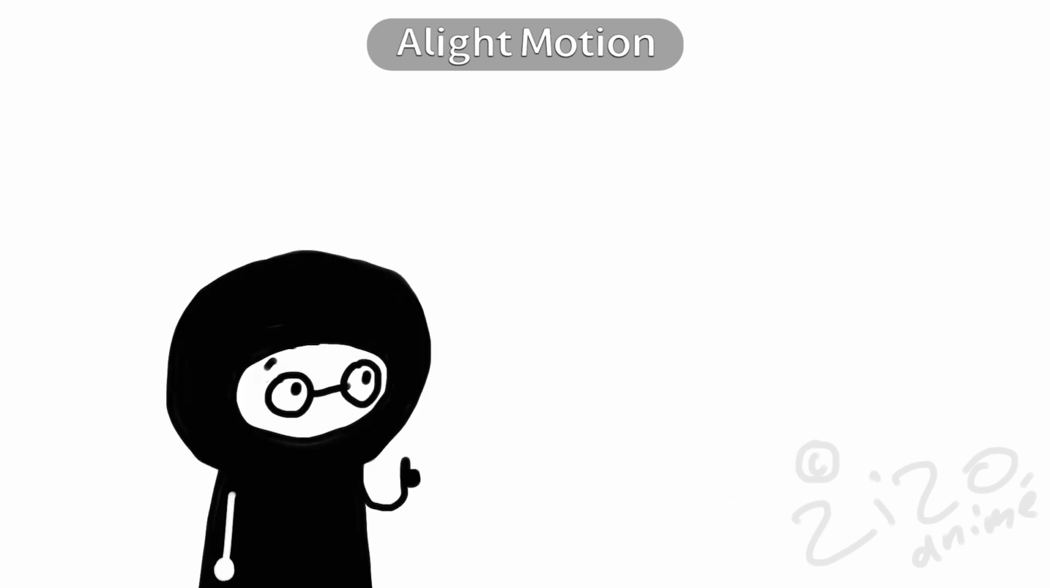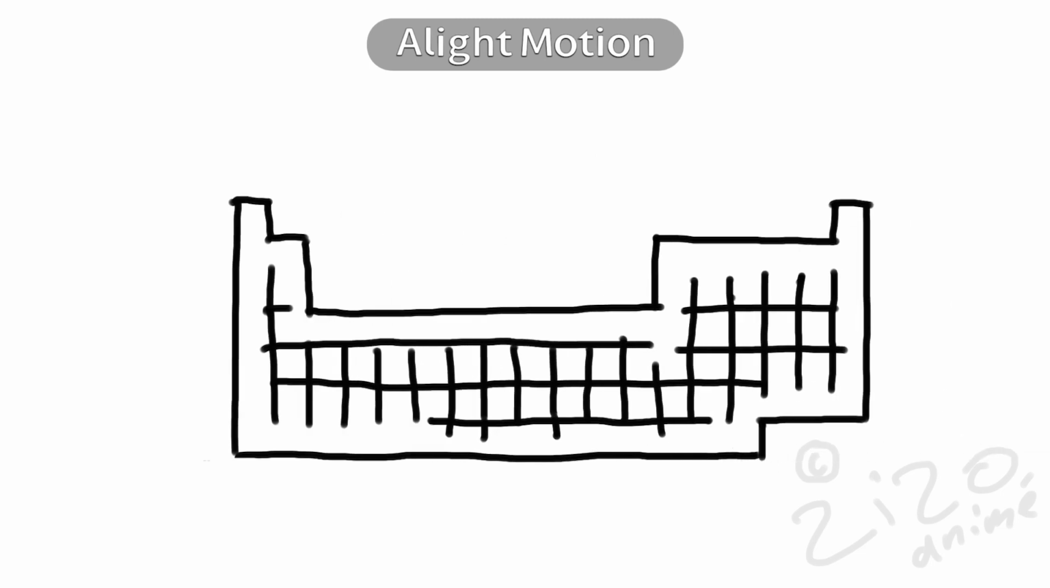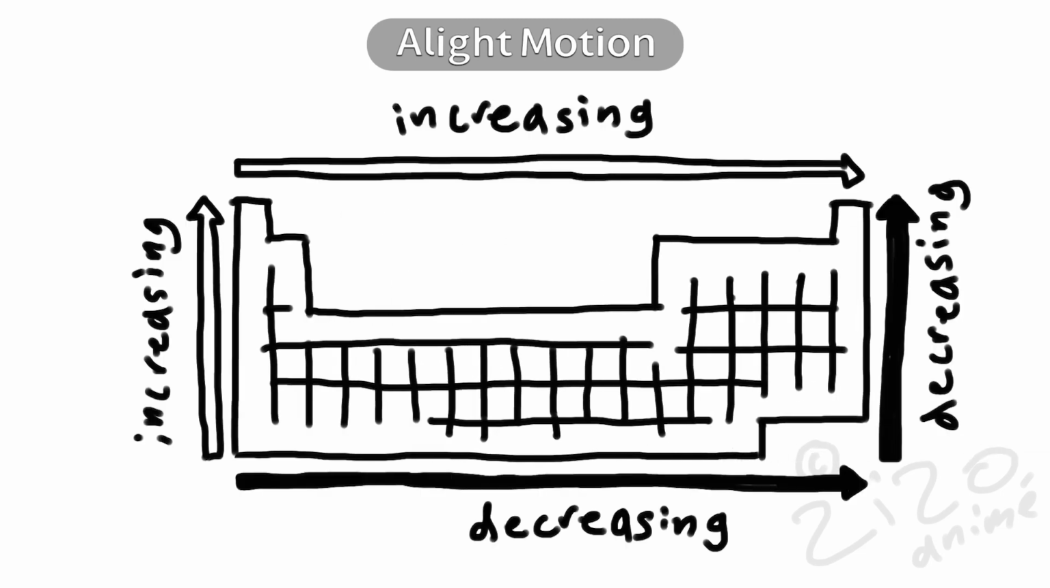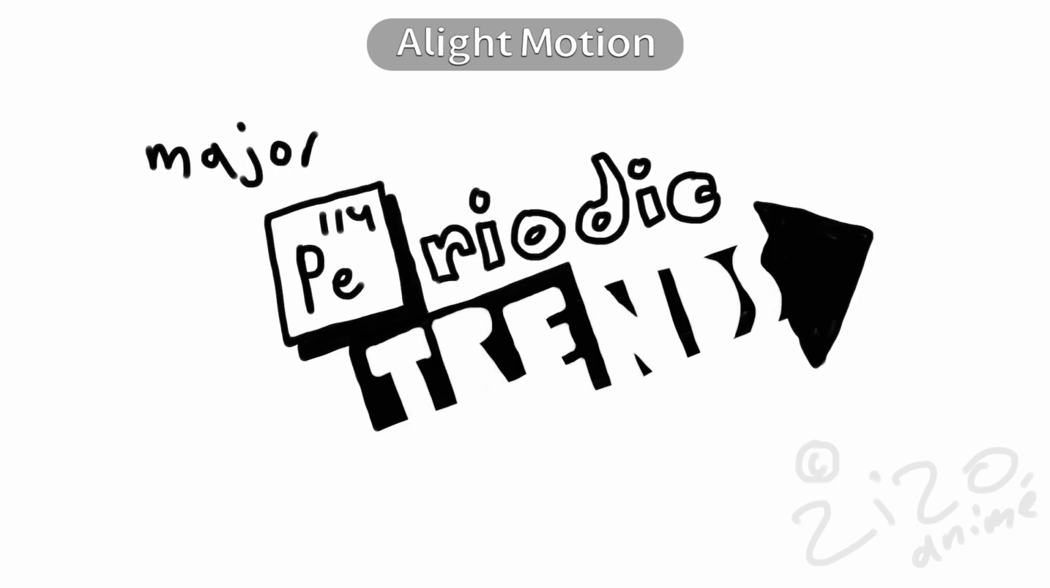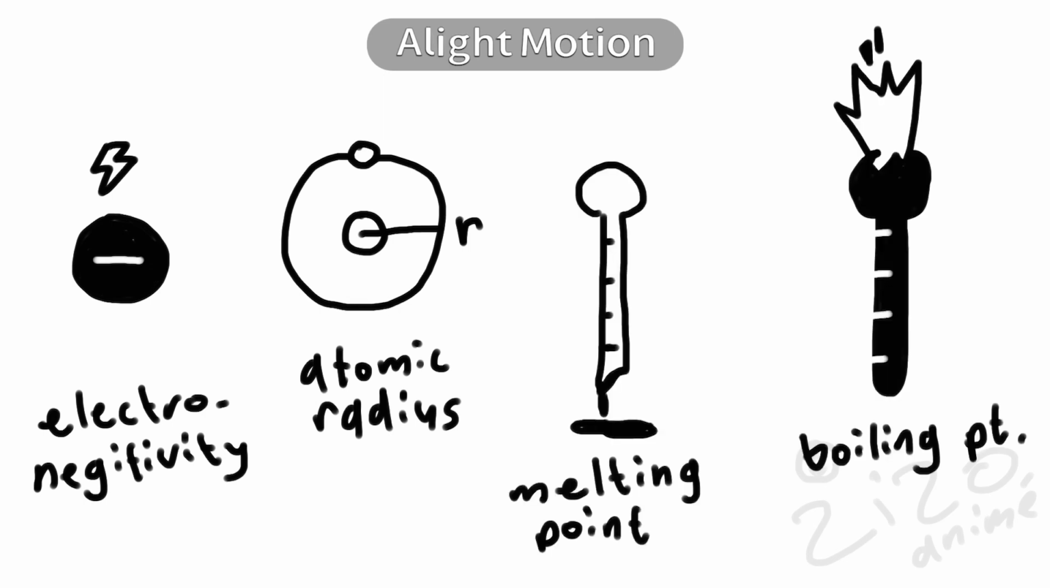Another lesson we should look at is periodic trends. Periodic trends are the tendencies of certain properties to increase or decrease as you move across a period or down a group. Major periodic trends include electronegativity, atomic radius, melting point, and boiling point.